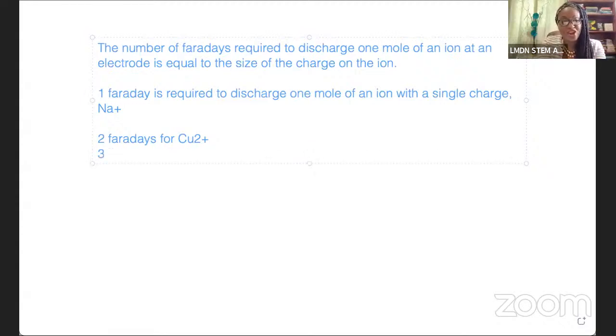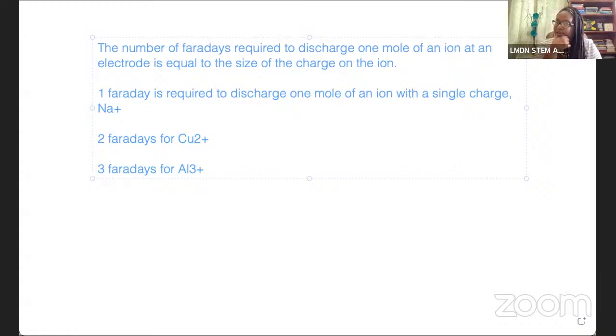And as I mentioned earlier, when I was talking about the triple charge, I said aluminum is our example because aluminum is in group 3. It has 3 valence electrons that it typically loses. And so 3 Faradays will be needed to discharge Al3+. All right. You guys get that now? Is that clear?